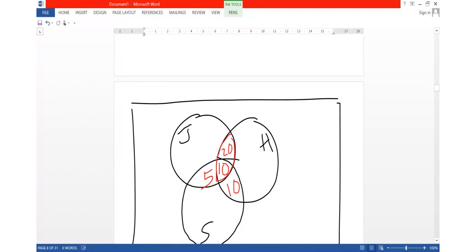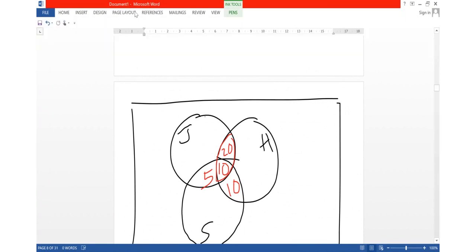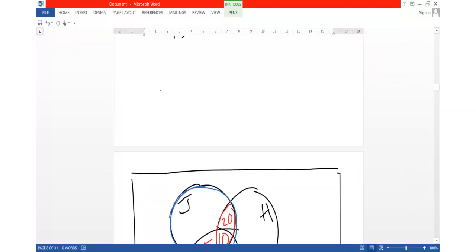Now we come to the individual sets. We can start with the first one, for jeans. So the jeans, already we have how many? Let's confirm this set here. Already we have the one in blue here. We have listed 20 plus 10, that is 30. 30 plus 5, that is 35.